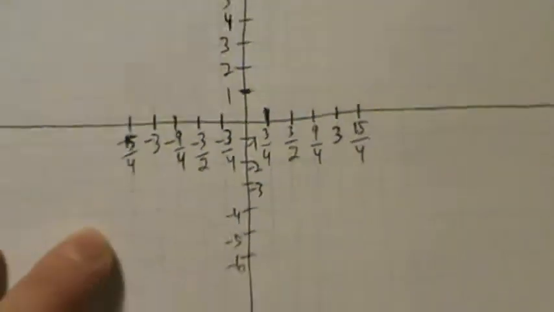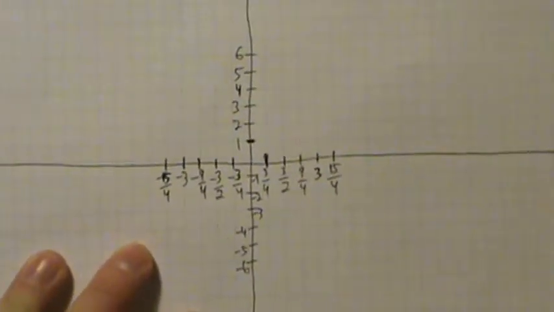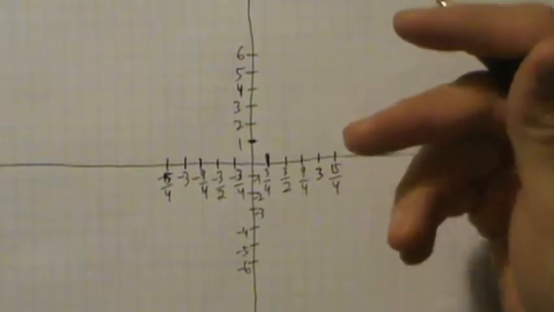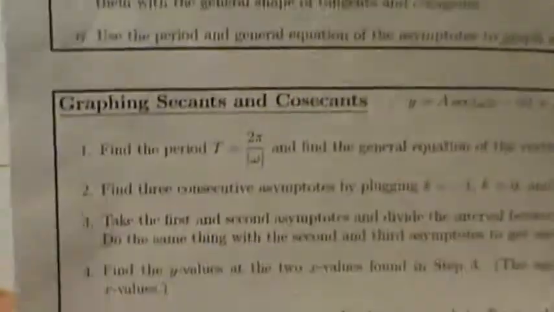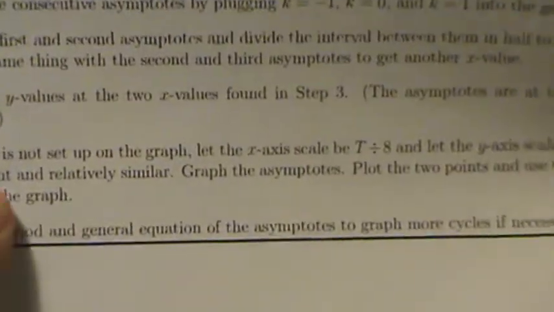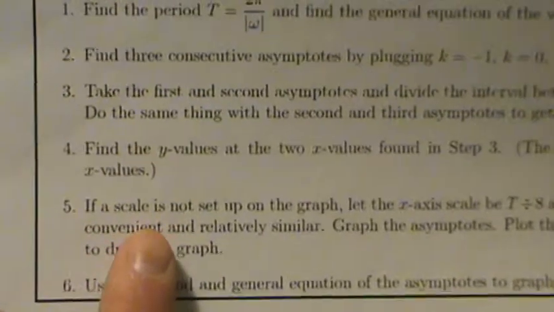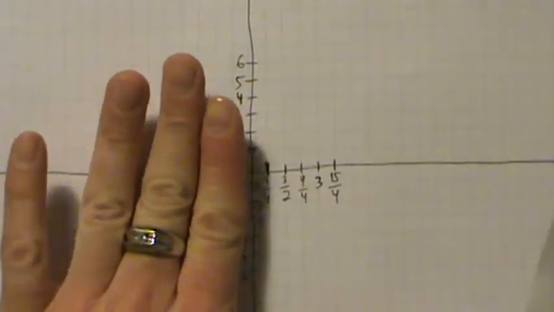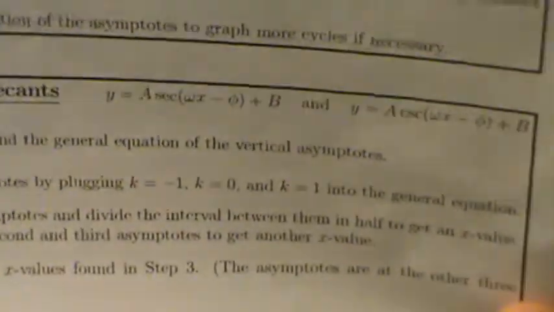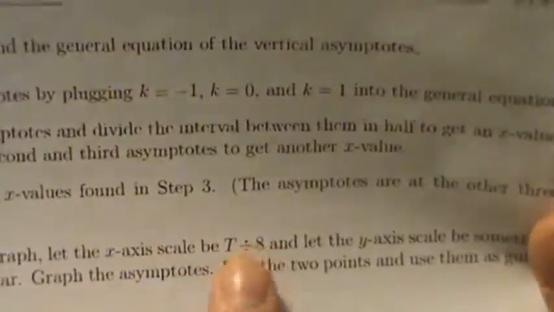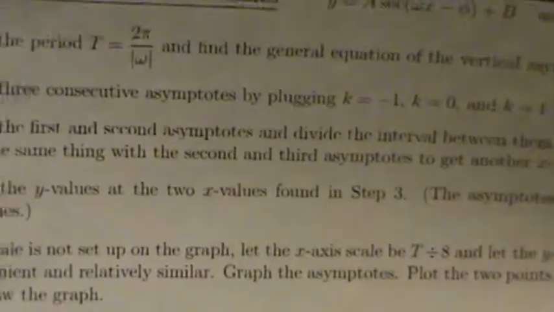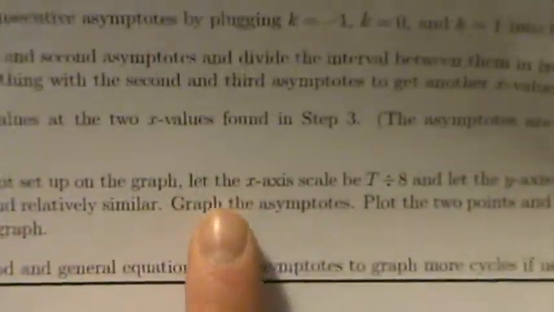Let's zoom out just a bit. Now, remember, if the scale is not set up on the graph, so if you're doing this on a quiz or a test, you might be given the scale already just to save time, because there's more important stuff going on here for trig. So anyway, we let our x-axis scale be t divided by 8. We haven't explained that yet, but we'll explain it once we start graphing. So now first we graph the asymptotes, because we set up our scales on the x and y axis. Graph the asymptotes and then plot the 2 points and use them as guides to draw the graph.